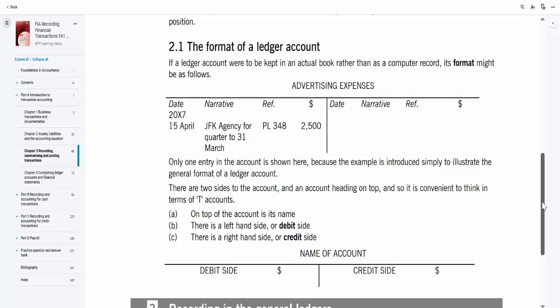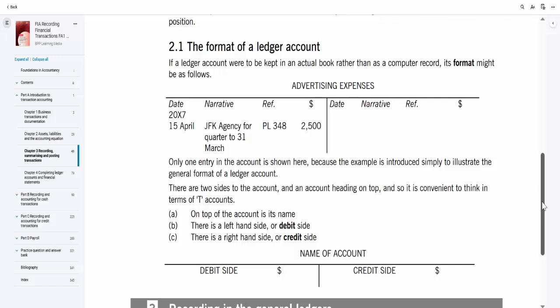2. Two sides of the account. The ledger account is split into two sides. Left-hand side, debit side: this side is used to record debit entries related to the account. Right-hand side, credit side: this side is used to record credit entries related to the account. Each transaction will be entered on either the debit or credit side, depending on its nature, as per the rules of double-entry bookkeeping.